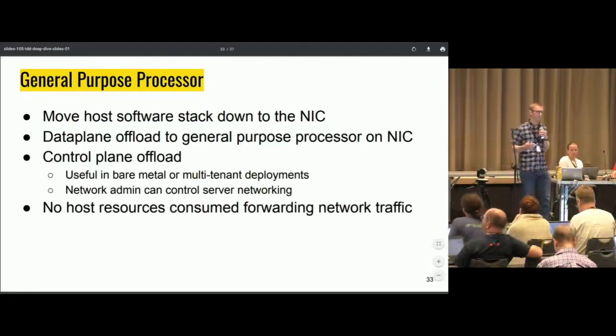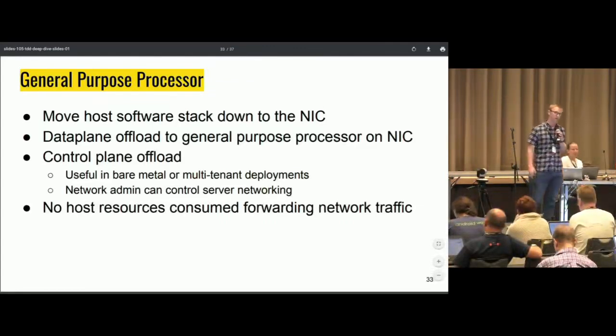So now you found yourself consuming zero host resources, server host, not NIC host, different CPU complexes there, or not sort of, actually different CPU complexes. So now you're not consuming any of the resources of your server, and you can free them up for doing useful things, whatever those may be.